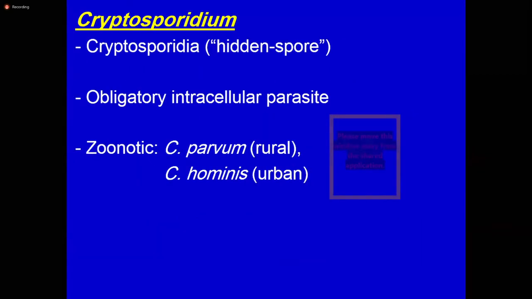Cryptosporidium. So we are going to talk about the Cryptosporidia, hidden spores. Crypto in the crypt. This is why it's called hidden spore. This is obligatory intracellular parasite. It is zoonotic, transmitted from animal. Cryptosporidium parvum and Cryptosporidium rural and urban strains.